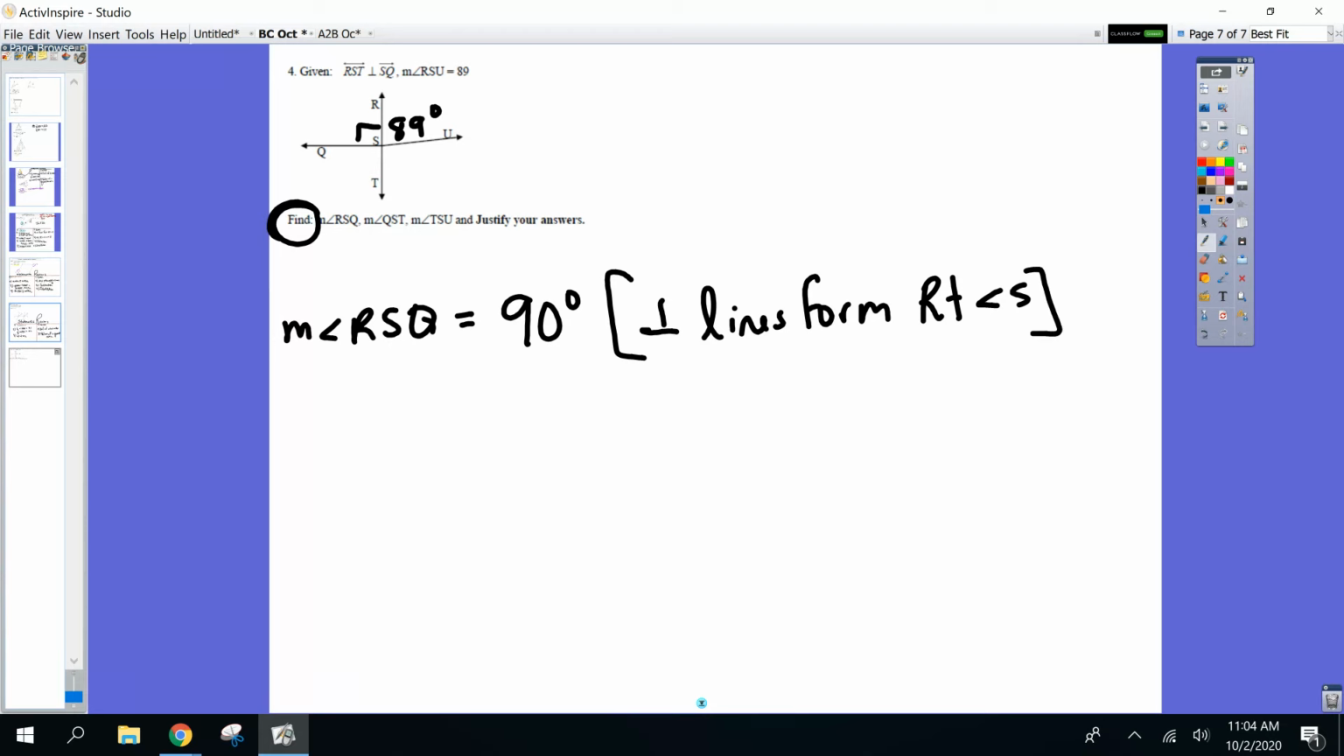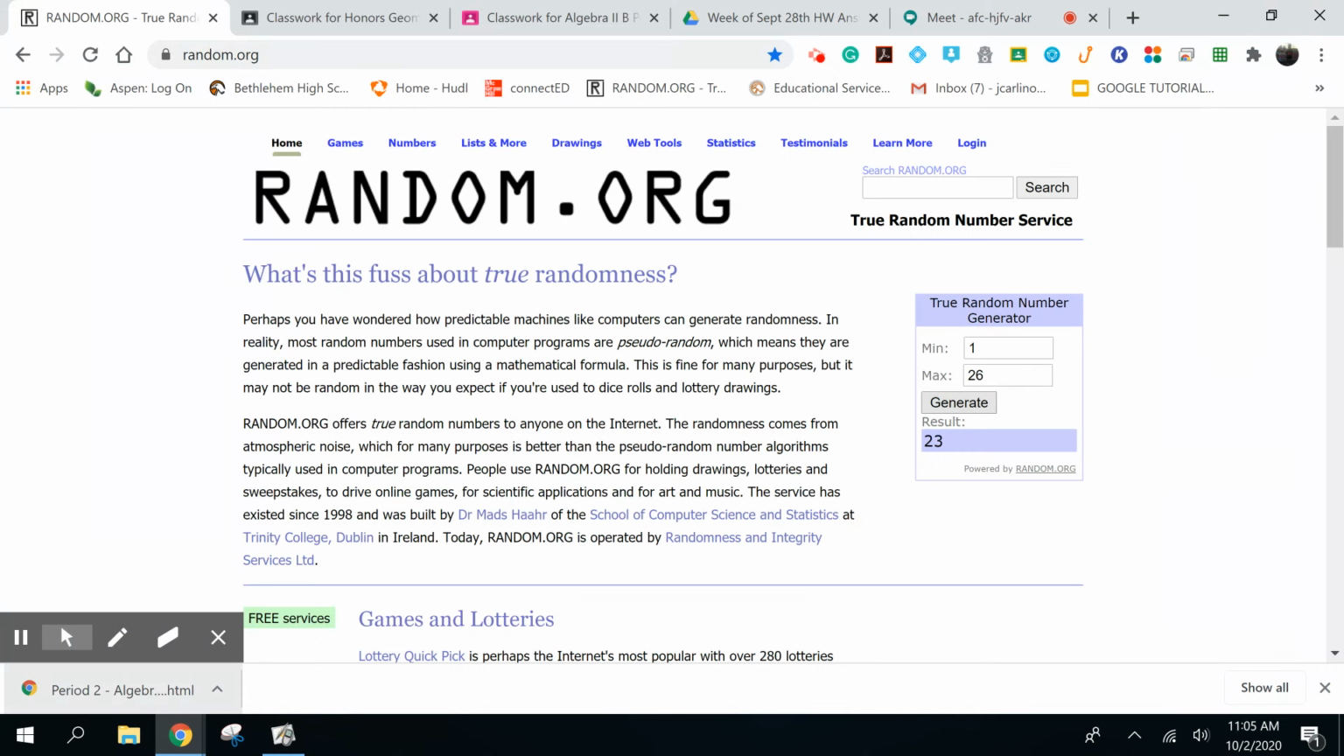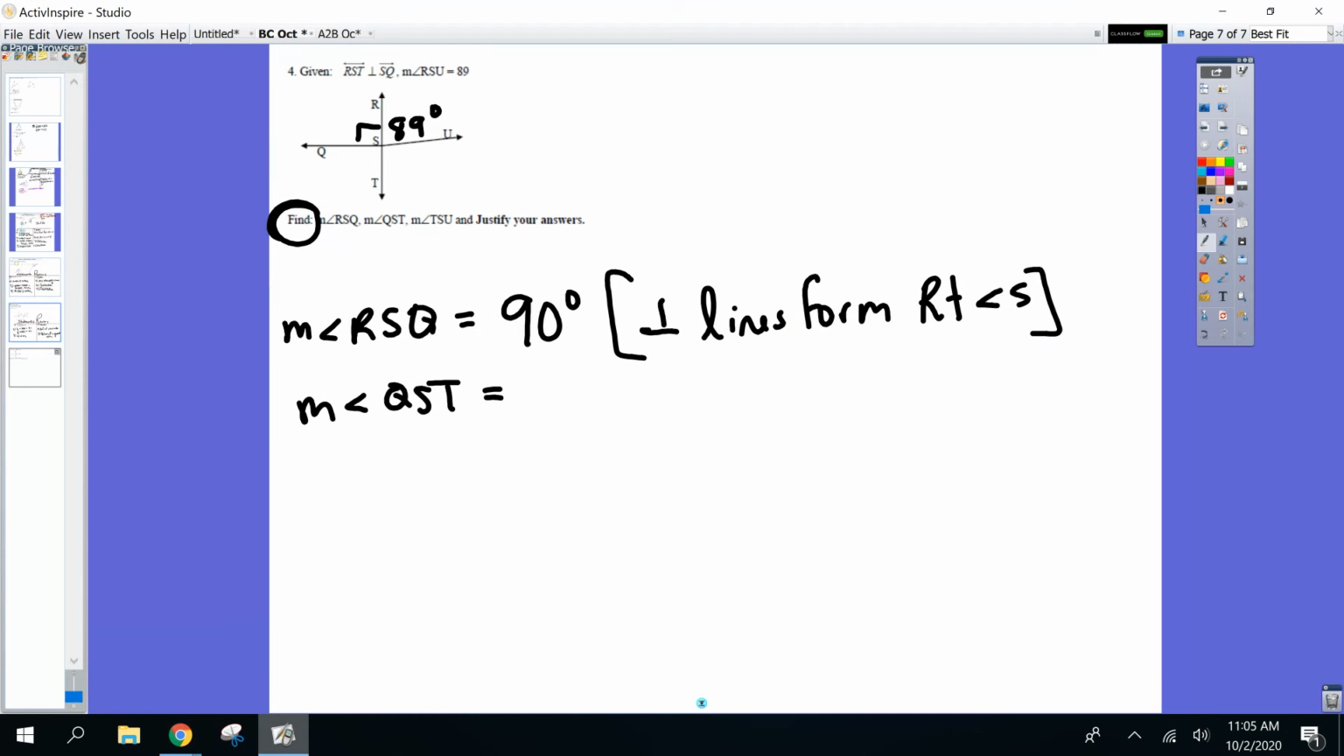All right, here we go. Let's go to the measure of QST now. And by the way, QSU is not a straight line. It's a little crooked there, so it's not a straight line. All right, what do you got for QST? Luke? 90 degrees again. All right, well, that's great. You got the correct answer, Luke, but you got to back yourself up in your own words.